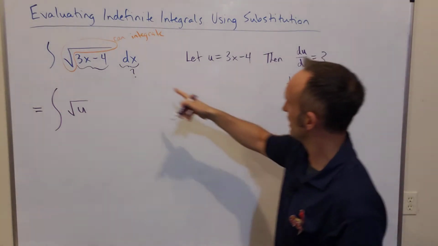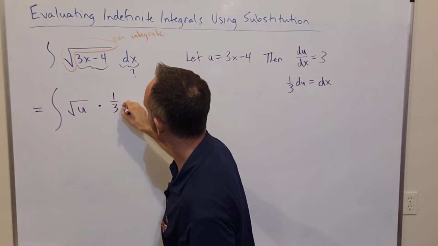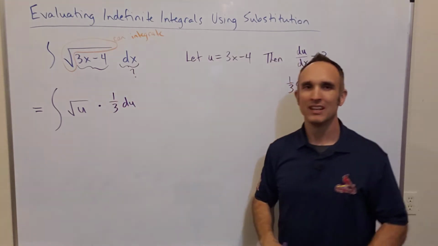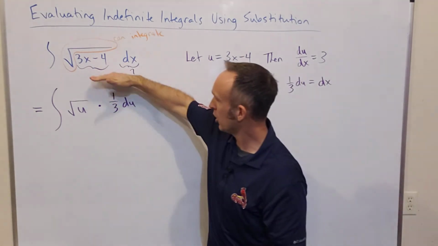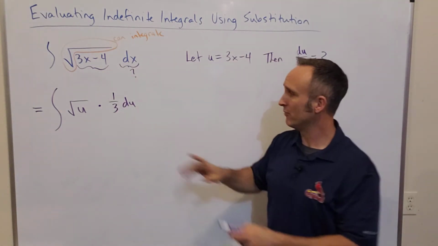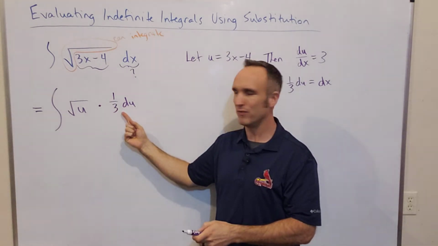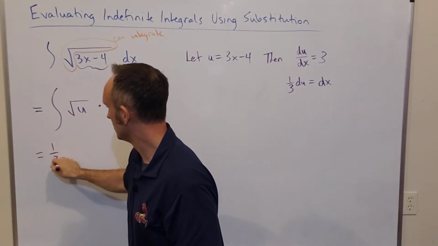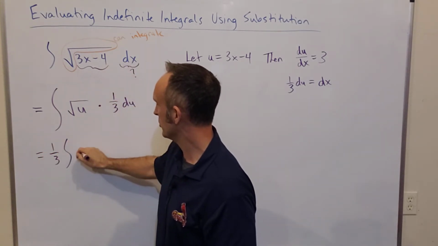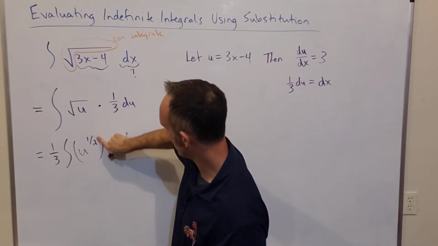So what I can do now is replace my dx with 1/3 du. And now I've got a total shift in variable from all x's to all u's. And if we rearrange this, because this is multiplication by a third, that's just a coefficient. I can pull that outside of the integral, and I can write square root of u as u to the 1/2. I don't need parentheses there, sorry.